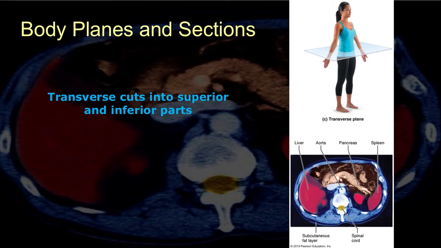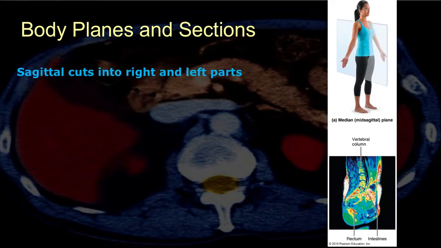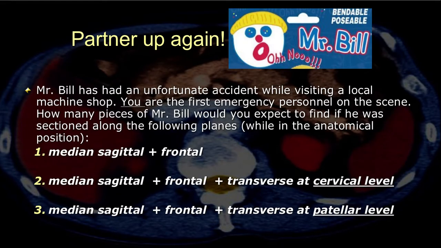Okay. And then the third one is sagittal. Sagittal gives you 2 sides, a right and a left. Okay, right down. If you have a median sagittal or a mid sagittal, that's going to be right at the very, very center. Okay. All right, so frontal, front and back, transverse, top and bottom, sagittal, 2 sides. Got it? Cool. All right, then see if you can answer this question.